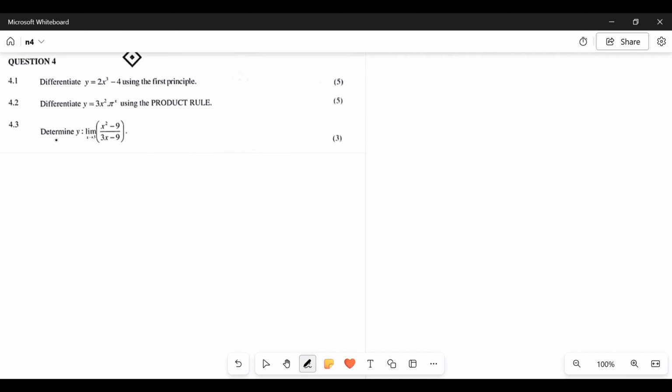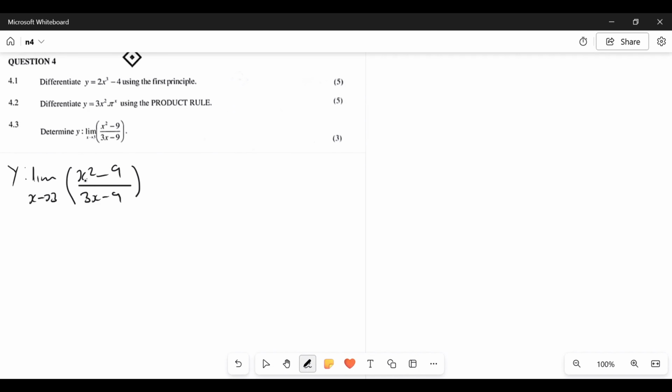Now 4.3 goes like this: determine y, limit as x approaches 3, open bracket, in the numerator we have x squared minus 9 divided by, on the denominator, 3x minus 9, close bracket. So they want us to find the limit of this problem here. Let me write it here so that you can see it clearly. We have y, and then limit as x approaches 3, open bracket, x squared minus 9 on the numerator, and 3x minus 9 on the denominator, close bracket. So they want us to find the limit of this expression.